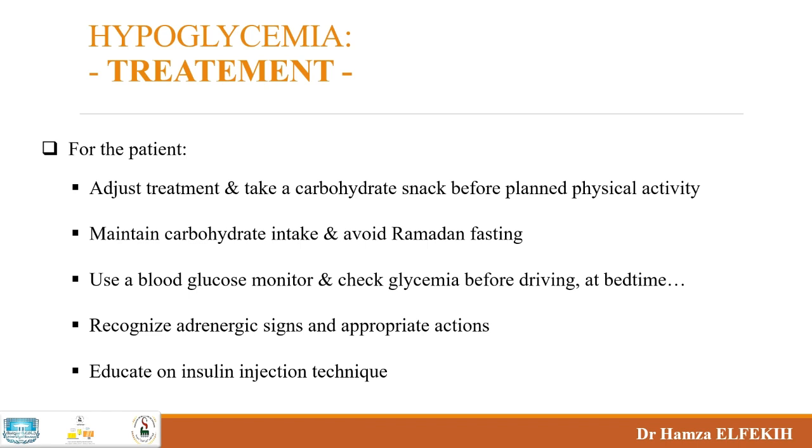The patient should also use a blood glucose monitor. He should check his glycemia before driving and at bedtime. The patient should know the adrenergic signs and the appropriate action. For example, if the patient has tremor, he should know that tremors might be related to hypoglycemia, and he should check his blood glucose level. We should also educate the patient on insulin injection techniques.